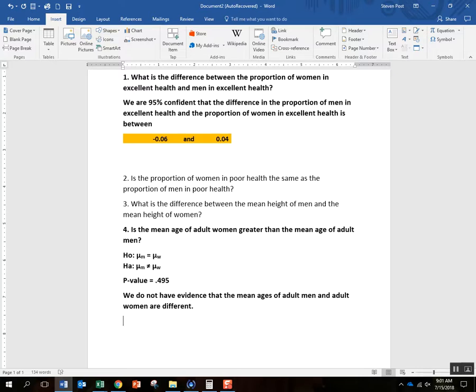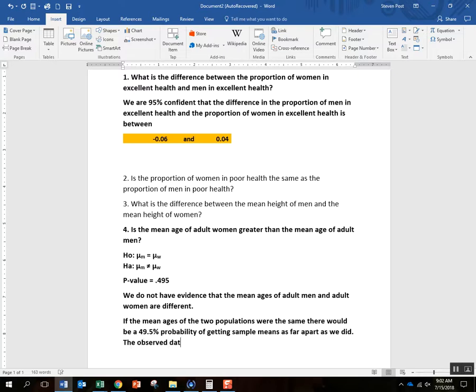And then what's our rationale? If the mean ages of two populations were the same, there would be a 49.5% probability of getting sample means as far apart as we did. The observed data would not be surprising.